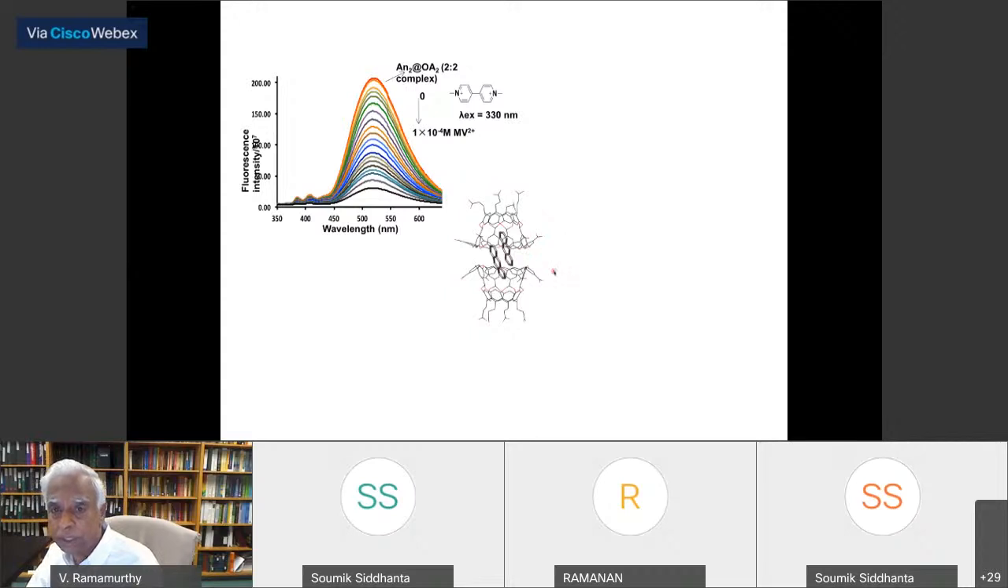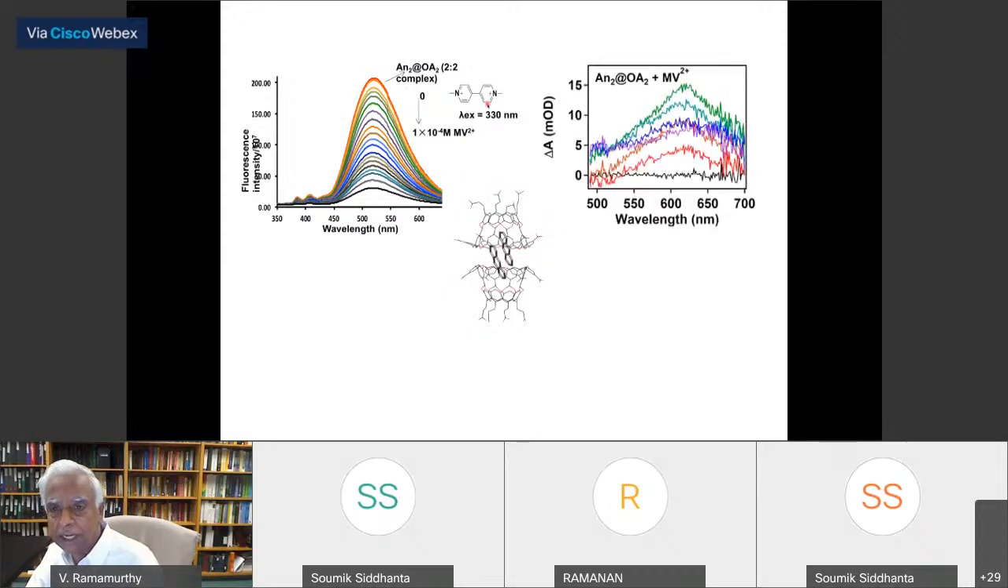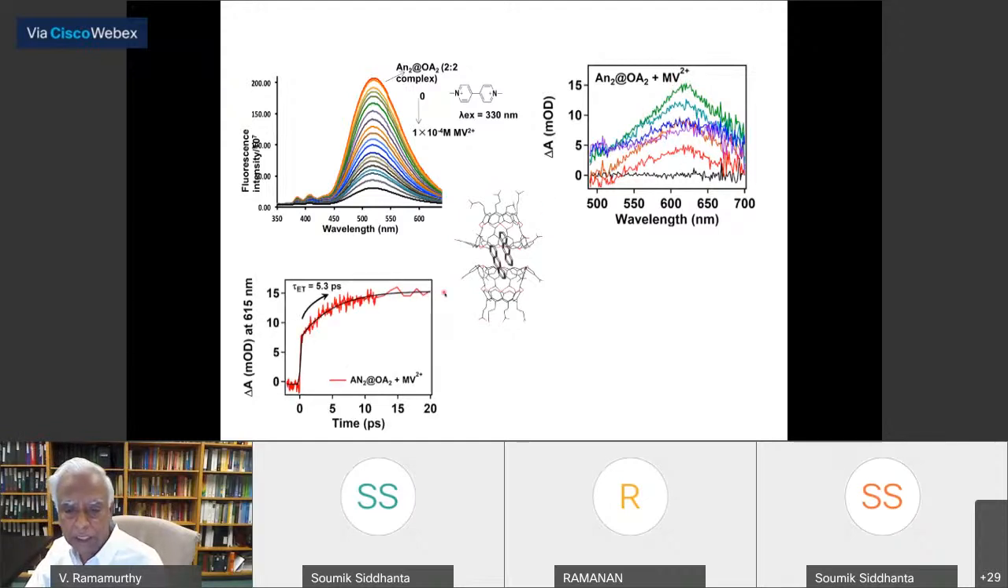So we did this by using methyl viologen, and when we added this, there was an electron transfer from anthracene monomer or dimer, and then we can record the methyl viologen radical cation. And as you see here, that one goes up, and the time delay for going up is about 5.3 picoseconds. That is the time it takes to pick up the signal from the methyl viologen.